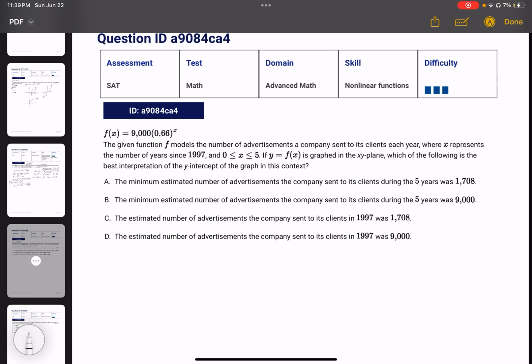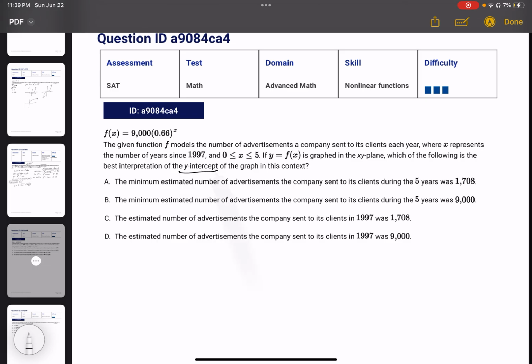f of x is equal to 9,000 times 0.66 to the x. The function f models the number of advertisements a company sent to its clients each year, where x represents the number of years since 1997, and 0 is less than or equal to x, which is less than or equal to 5. Okay. If y is equal to f of x is graphed in the xy plane, which of the following is the best interpretation of the y-intercept of the graph in this context?